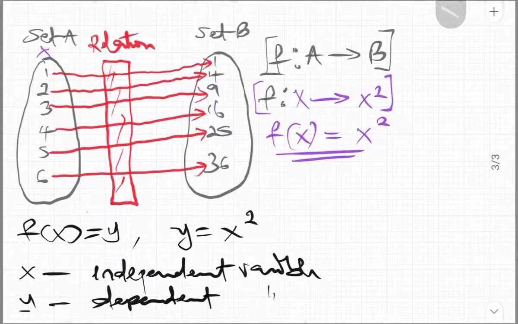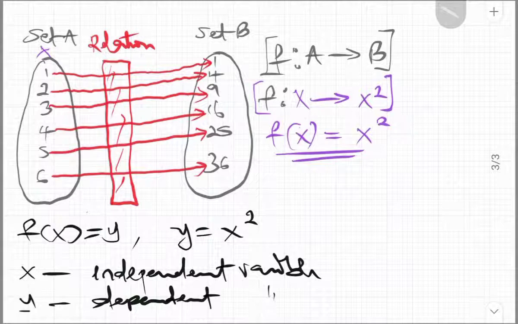Now x is the independent variable because it is the input, while y, the dependent variable, is the output because its value depends on the value of the input, x, which you put in. When you put in 1, it gives you 1. When you put in 2, it gives you 4.